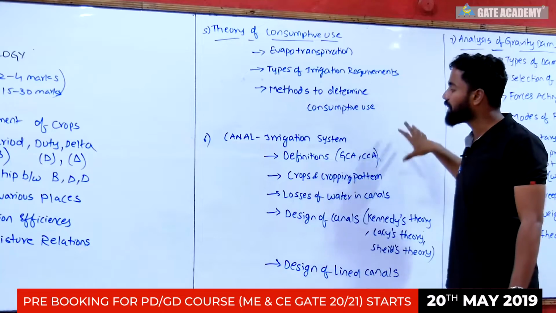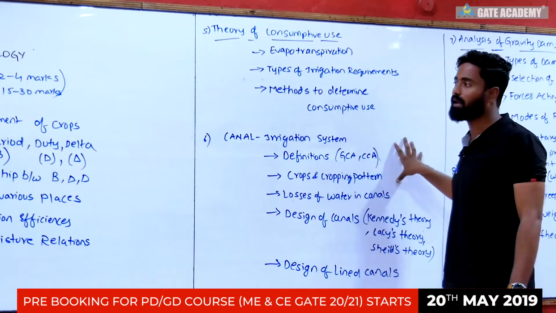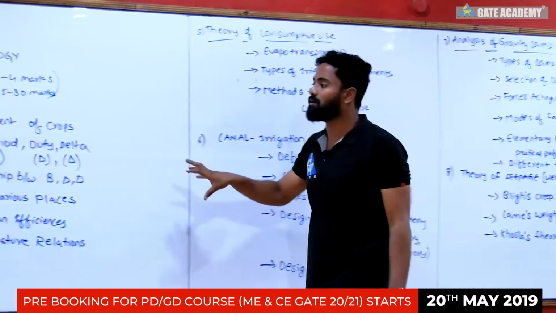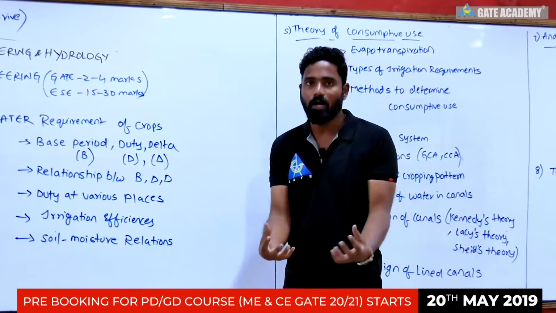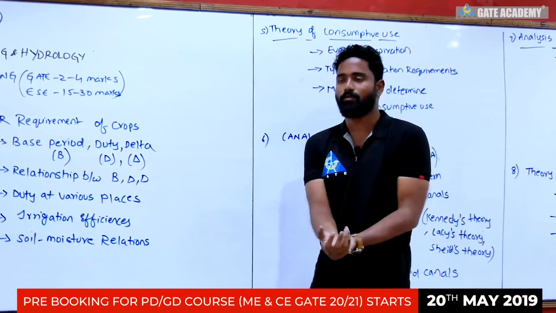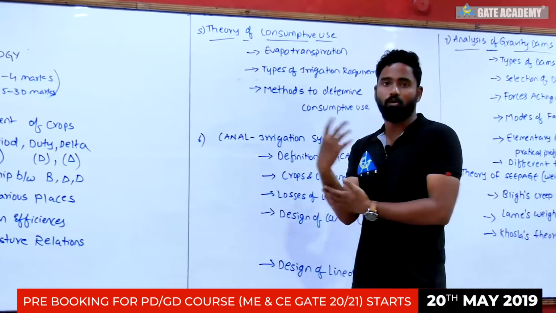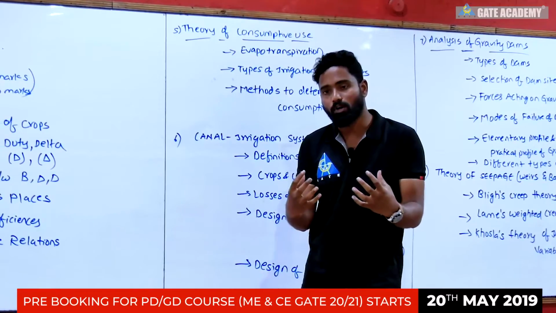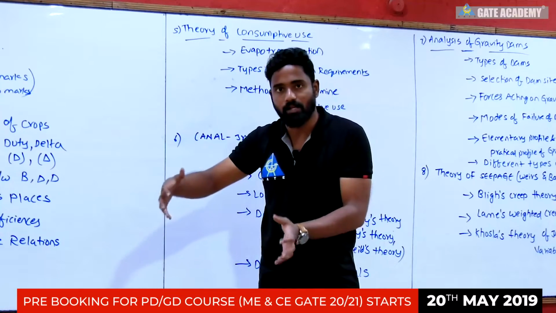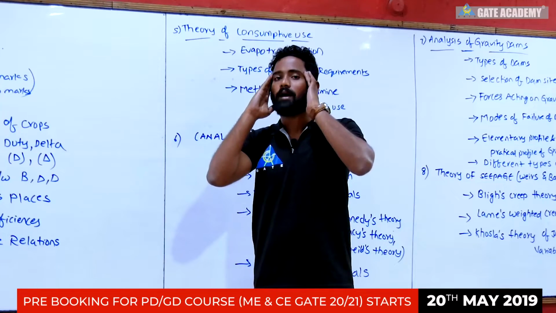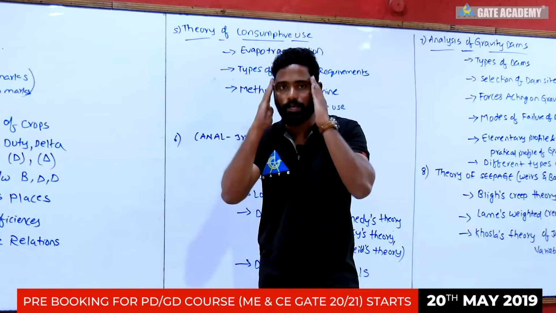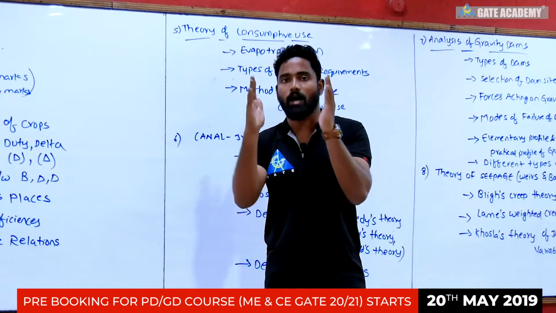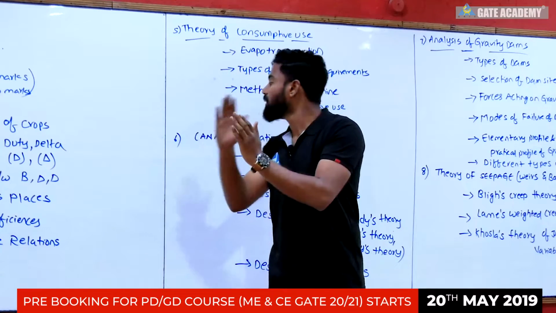Next, coming to canal irrigation system. Till now we have discussed what is irrigation, the amount of water that is required for irrigation, and all those things. Now, how do you get water? You get the water to the fields from the canals. Remember, I am talking only from the irrigation point of view. Irrigation is the artificial application of water to the fields.